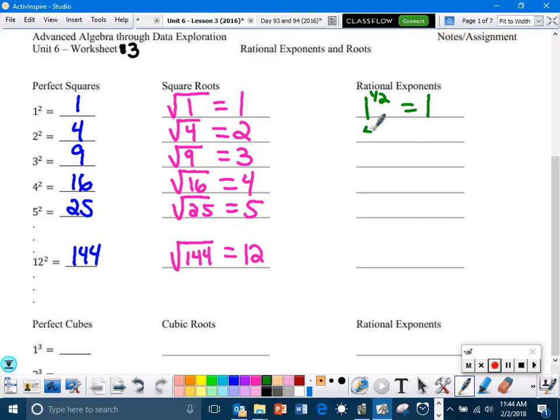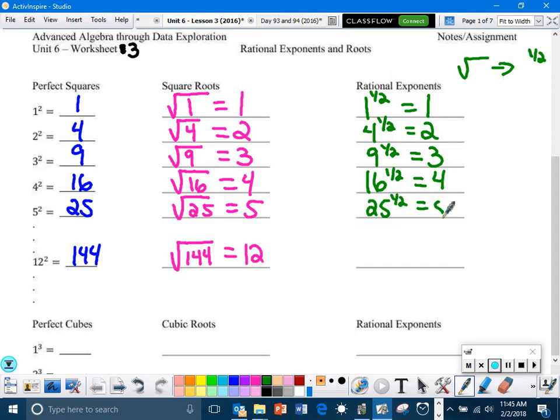Okay? 4 to the 1/2 power is 2. 9 to the 1/2 power is 3. And so on. 16 to the 1/2 power. Again, the 1/2 power is a replacement for the square root. 25 to the 1/2 power is 5. 144 to the 1/2 power is 12.